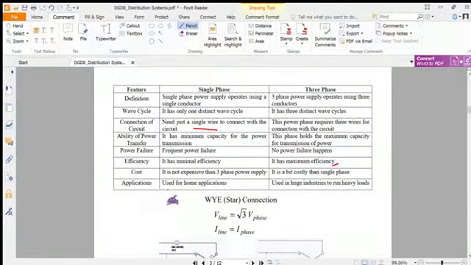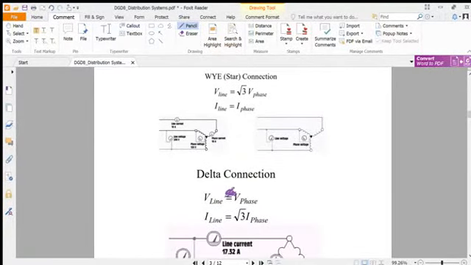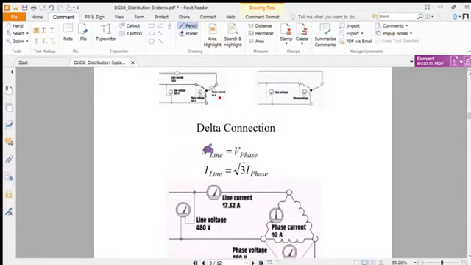And application: single phase is used for low load, and this is used to run a heavy load. Now we'll see the difference between star connection and delta connection. As we saw earlier, for the star connection, the line voltage is root 3 times the phase voltage. Here this is the line current, this is the Y connected, and the phase current remains the same. Whereas the line voltage and the phase voltage are related by root 3 times, and it is just the opposite for the delta connection.